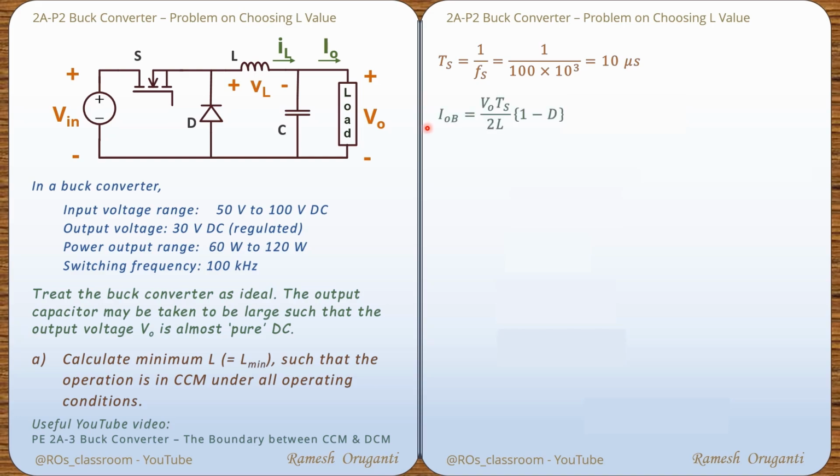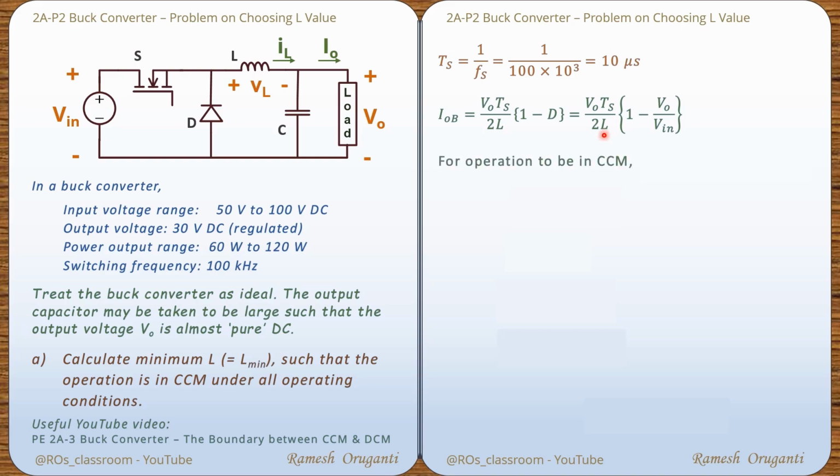IOB is given by V0 Ts by 2L times (1 minus D). IOB is the boundary output current. The derivation of this equation is available in the PE2A3 video. If the output current IO is more than IOB, the operation will be in CCM. If the output current is less than IOB, the operation will be in DCM. This equation can also be written as V0 Ts by 2L times (1 minus V0 by Vin). D equals V0 by Vin is valid under the boundary condition also.